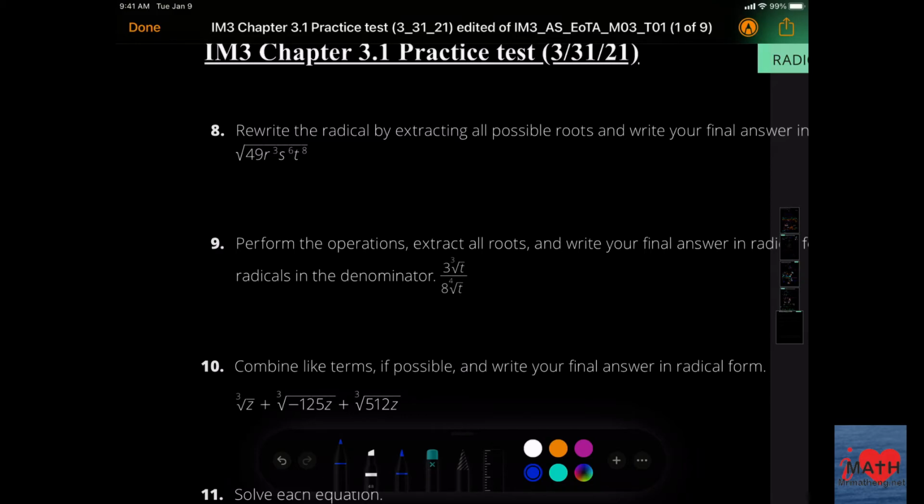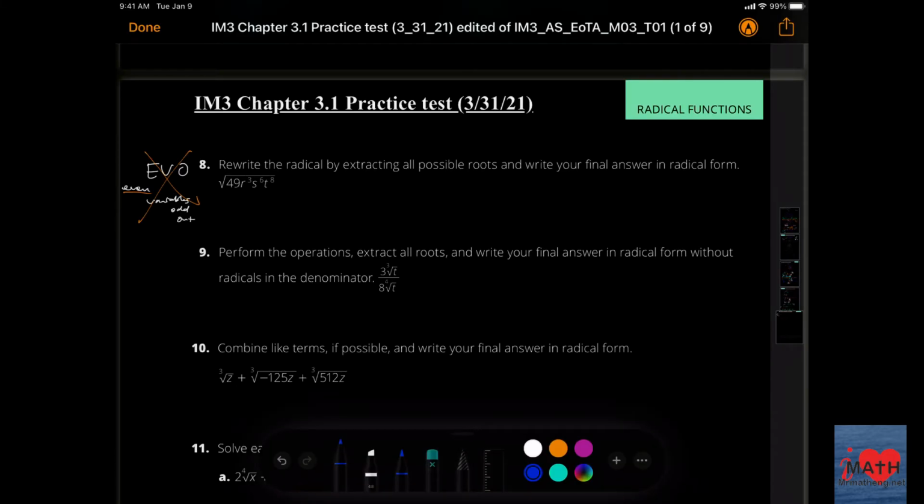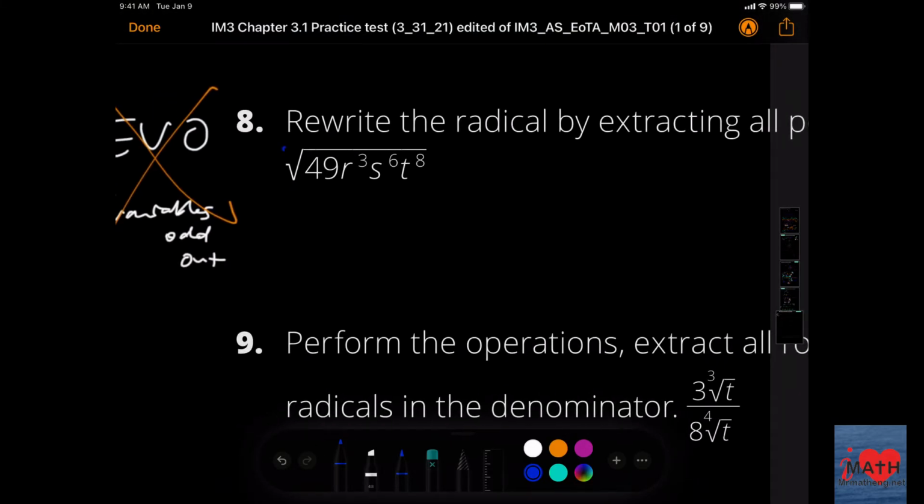All right, here we go. Last problem, last page. Rewrite the radicals by extracting all the possible roots and write your final answer in radical form. Okay, they have a 2 here. You can choose to use simplifying by radicals, or you can use rational exponents. You can choose. It doesn't matter. I'm just going to use it by radicals. So 49 is essentially 7 squared.